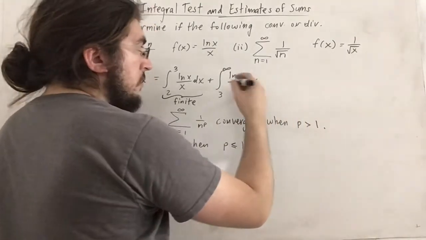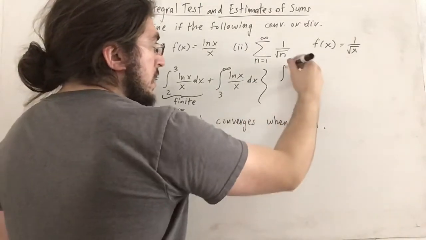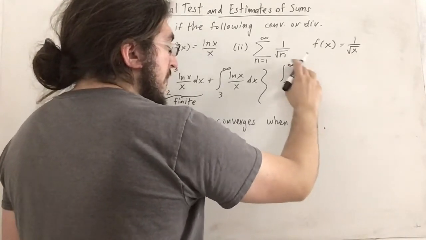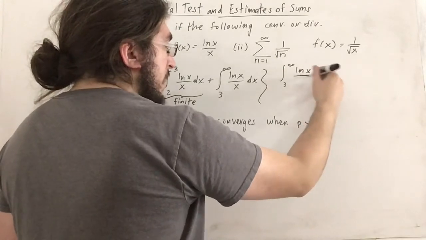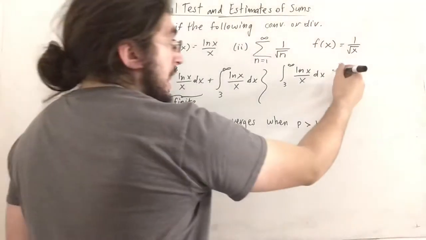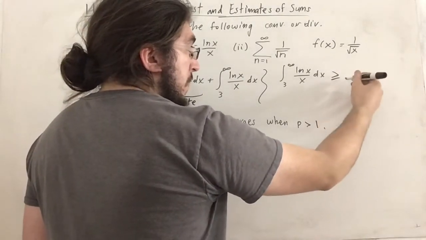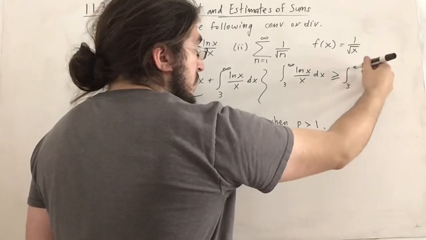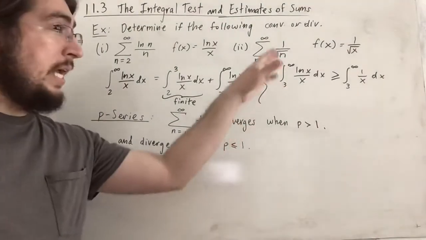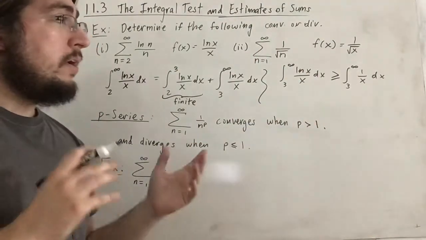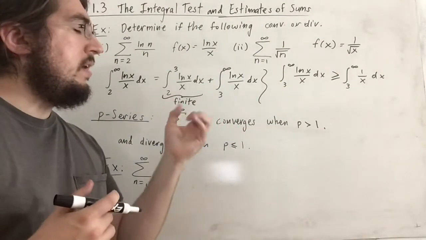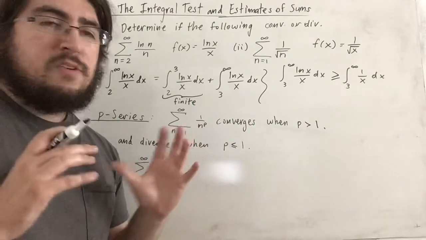So let me just write it separately. The integral from 3 to infinity of ln of x over x dx. Remember that ln of x, like we said earlier, is bigger than 1 when x is bigger than 3. So we can actually say that this is going to be bigger than or equal to the integral from 3 to infinity of 1 over x dx. Because since ln of x is bigger than 1, we can say ln of x over x is bigger than 1 over x. Good.